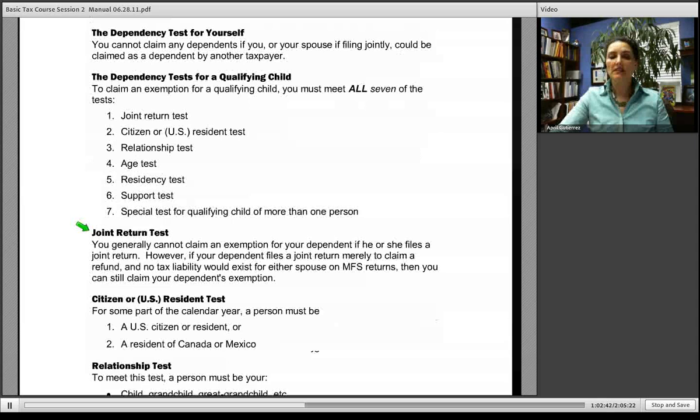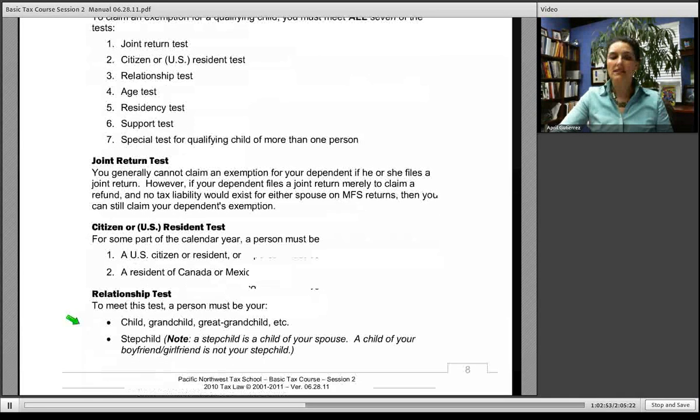Citizen or resident test. For some part of the calendar year, a person must be a U.S. citizen or resident, or a resident of Canada or Mexico. Relationship test. To meet this test, a person must be your child, grandchild, great-grandchild, etc. But stepchild. Note that a stepchild is a child of your spouse. A child of your boyfriend or girlfriend is not your stepchild.